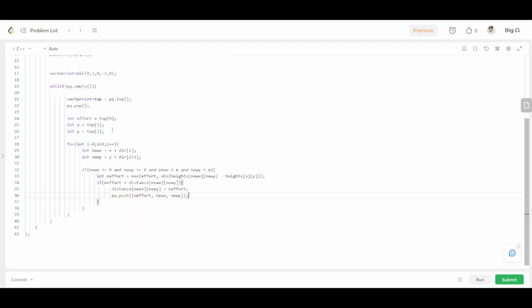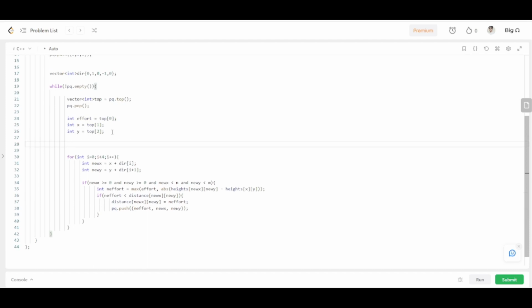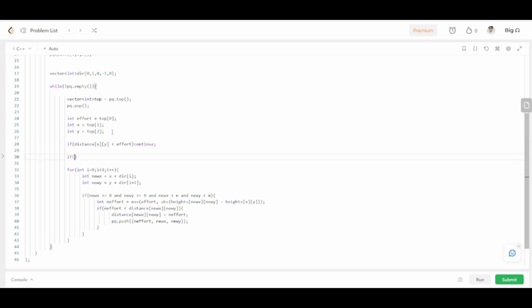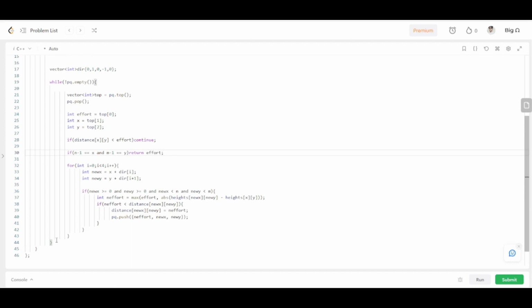And that's all. But here also use an early stopping condition. Also use a condition: if the distance for the current cell is already better than the effort associated with this tuple, then continue to the next tuple. Otherwise, also check one more condition. If this cell that we have popped, n minus 1 is equal to x, if it is the bottom cell, m minus 1 is equal to y, in this case, return the effort associated with this tuple. Finally, if I never reach the destination cell, then return 0.